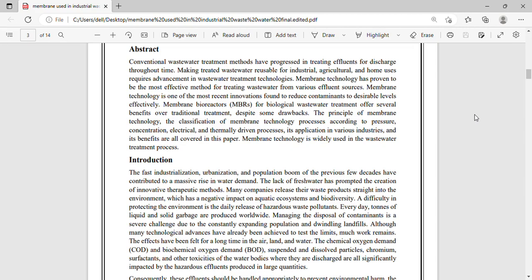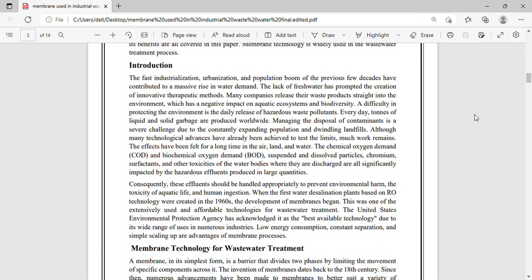Membrane bioreactors for biological wastewater treatment offer several benefits over traditional treatment despite some drawbacks. The principle of membrane technology, the classification of membrane technology processes according to pressure, concentration, electrical and thermally driven processes, its applications in various industries, and its benefits are all covered in this paper. Membrane technology is widely used in the wastewater treatment process.